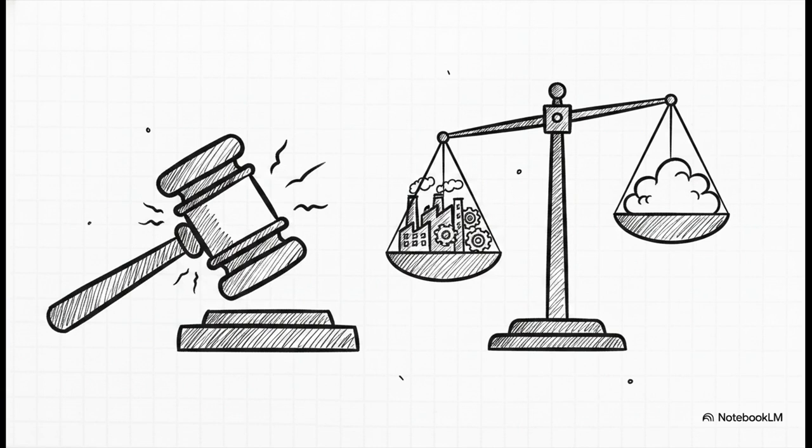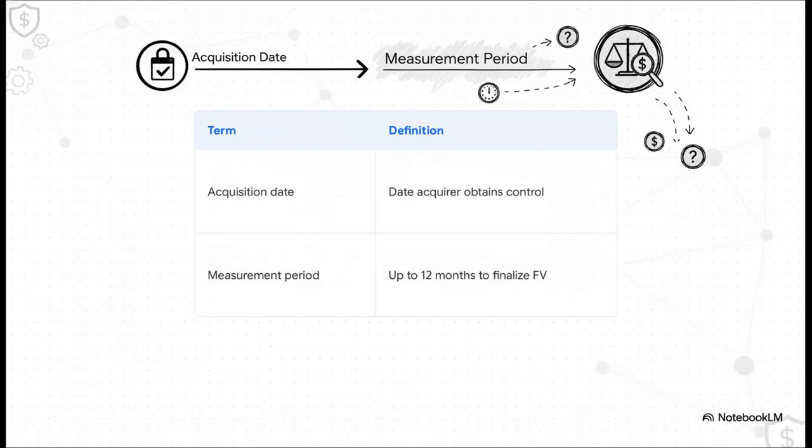The acquirer who obtains control of the acquiree must recognize all identifiable assets acquired and liabilities assumed at their fair value on the acquisition date. And whatever's left over, that residual amount is recognized as goodwill. Timing is everything here, specifically when it comes to two key concepts, the acquisition date and the measurement period. The acquisition date is typically the closing date when control actually transfers. But as you can imagine, assigning a fair value to an entire company's assets takes time.